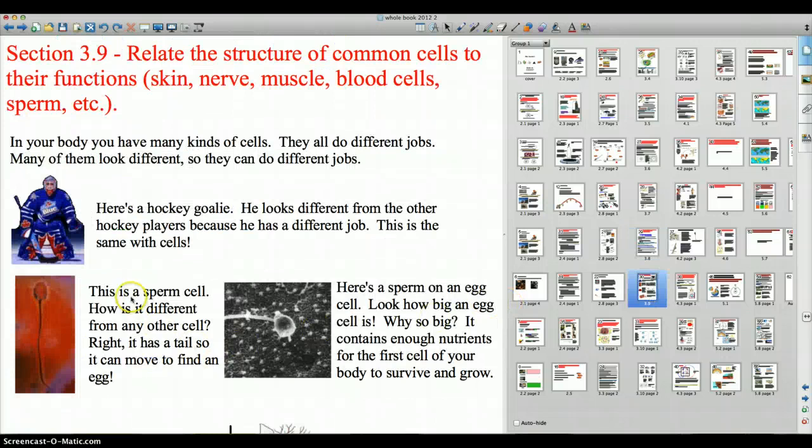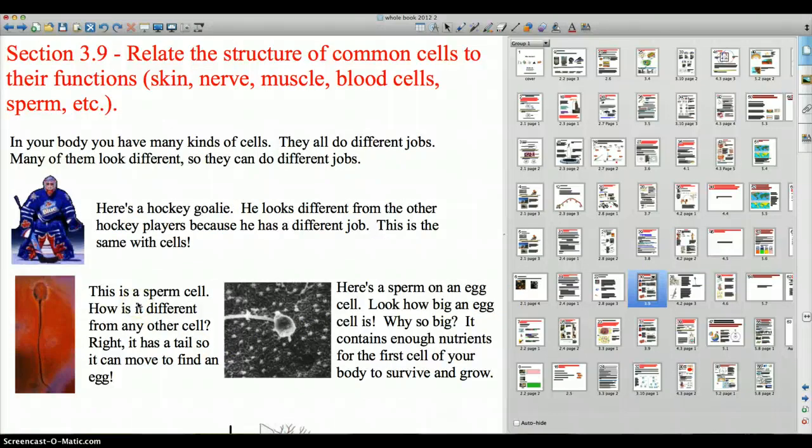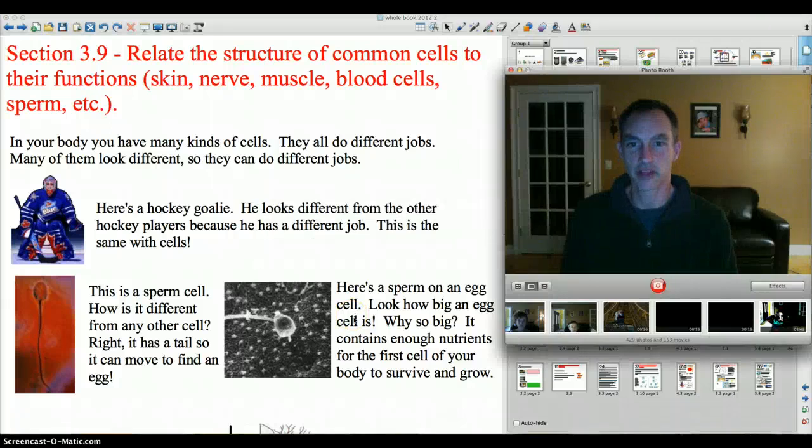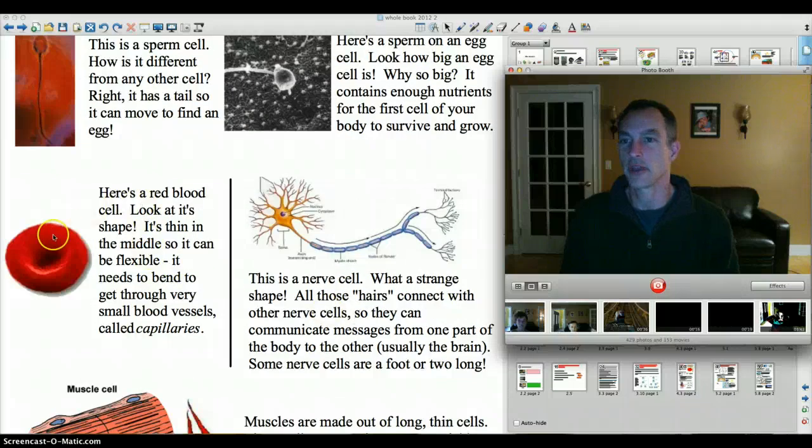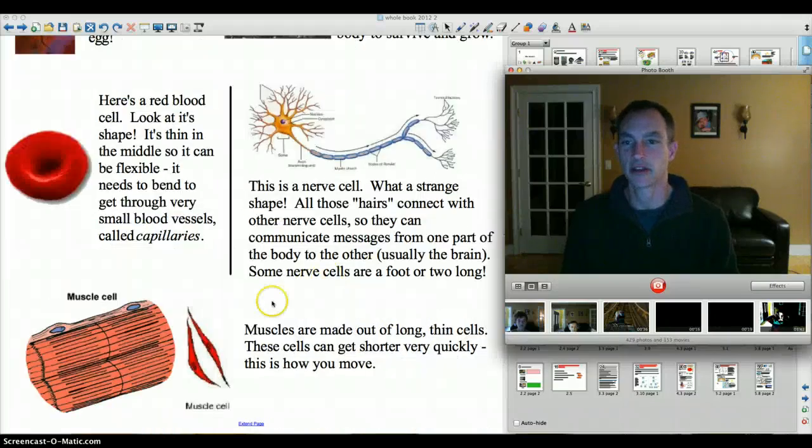Know different types of cells, such as sperm cells and egg cells, and why they're differently structured so that they do different functions. For example, the sperm cell has a tail so it can swim to find an egg. The egg is huge because it has enough nutrients for the first several cells to grow. A red blood cell is flexible in the middle so it can get through capillaries. A nerve cell is long so it can send messages fast. It has branches that connect to other cells, and this muscle cell is long but it can get shorter so that your body can move.